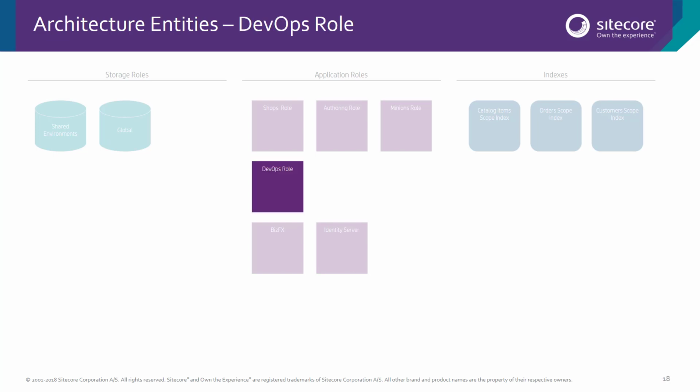The DevOps role is an instance of the commerce engine that is internal and only really available to DevOps personnel. The role typically has an identity with higher privileges, allowing DevOps personnel to perform maintenance tasks that are not permitted to other roles. For example, bootstrapping and environment initialization functions.